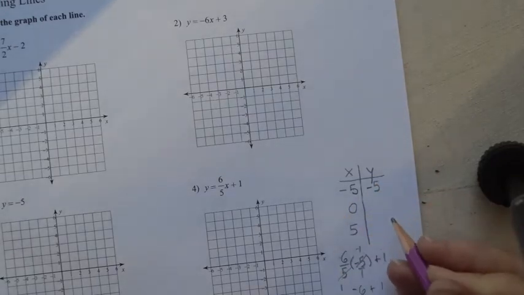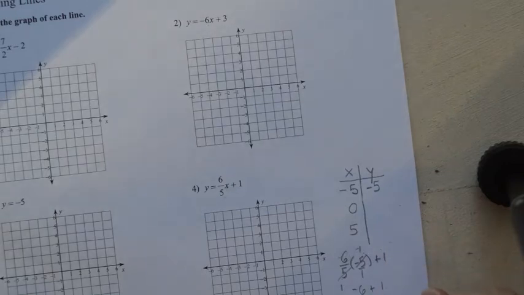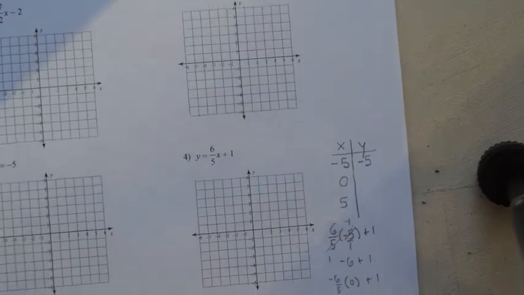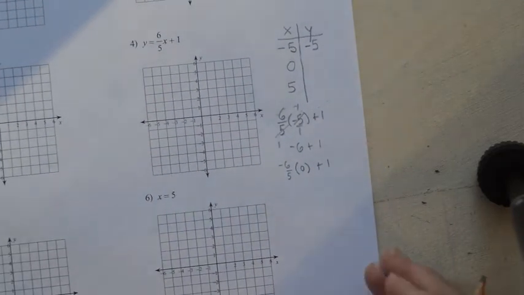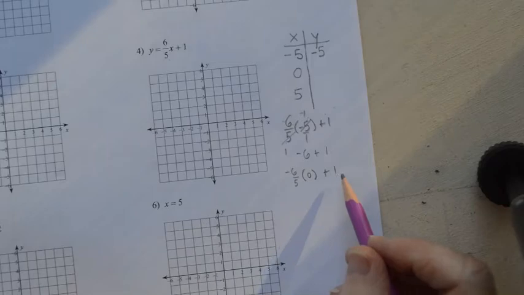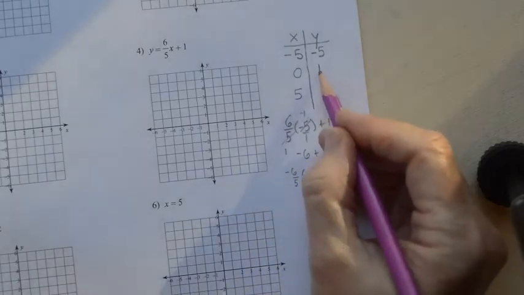Right, we do the same thing with 0. We do -6/5 times 0 plus 1. Oops, starting to realize I was probably getting off the screen there. -6/5 times 0 is just 0, and plus 1 is 1.